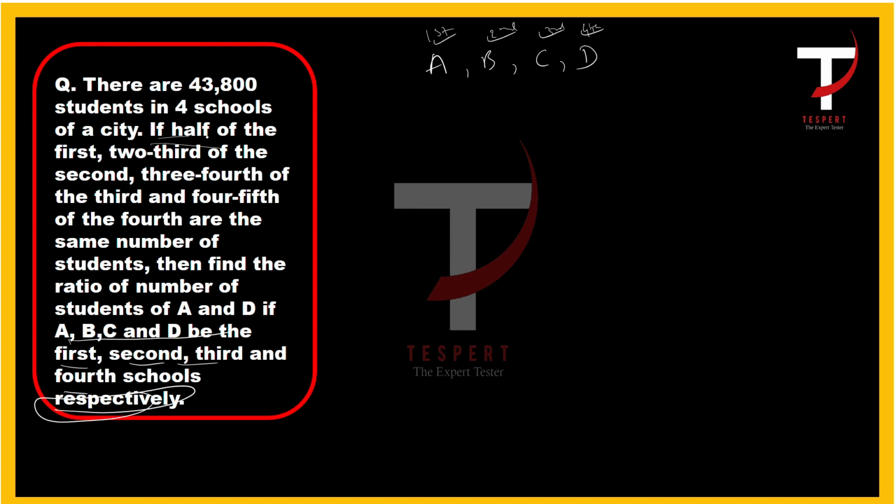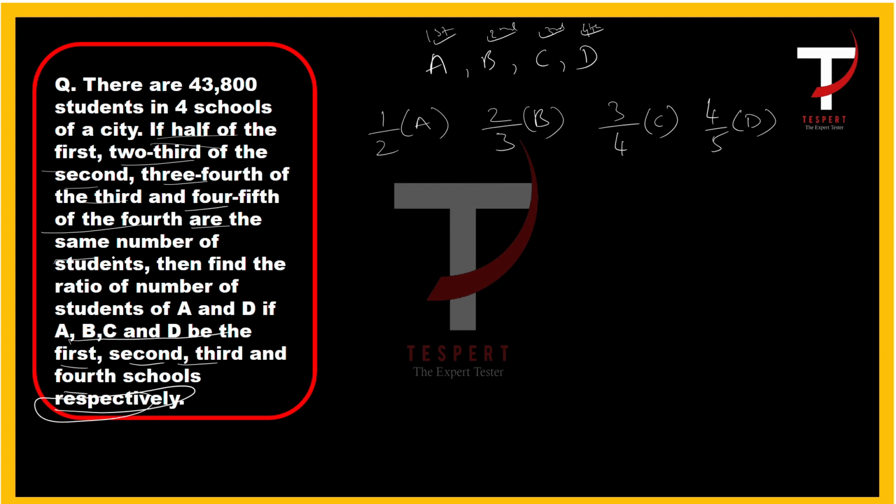What is given? Half of the first school, half of A, and 2/3 of the second school, 3/4 of the third school, which is C, 4/5 of the fourth school, that is D, are the same number of students. So all the students from these schools are equal, so just equate.